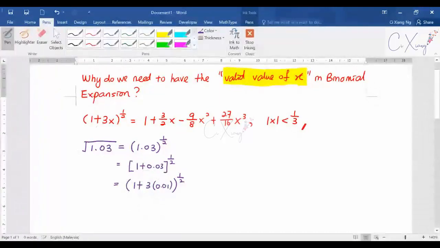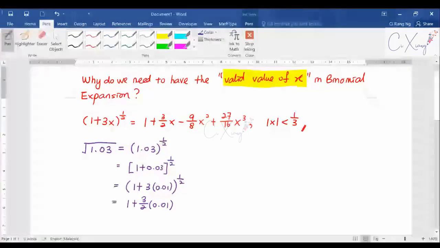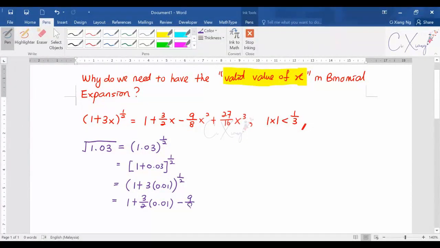So I want you to compare this pattern and this pattern. They are the same, and you substitute the x by using 0.01. That means you substitute 0.01 into the x in your binomial expansion formula. So 3 over 2 x becomes 3 over 2 times 0.01, minus 9 over 8 times 0.01 squared, plus 27 over 16 times 0.01 cubed. If you press the calculator here, I believe the answer you get should be 1.014889188.